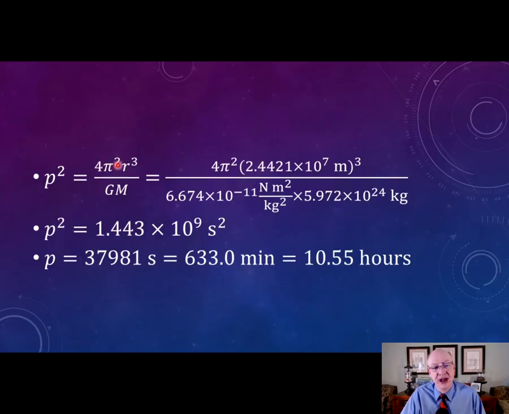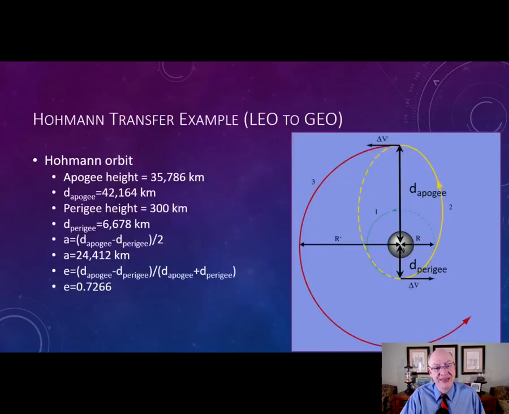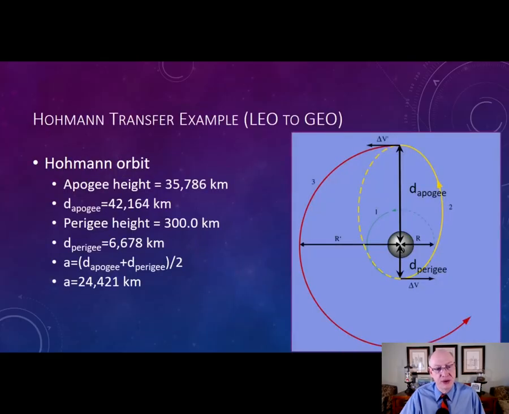So now we know our answers here. 4 pi squared is a constant. The semi-major axis, well, we calculated that before, and that turned out to be 24,412 kilometers, right? That was the first one that we did here.